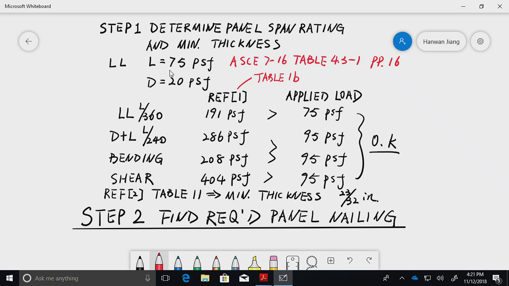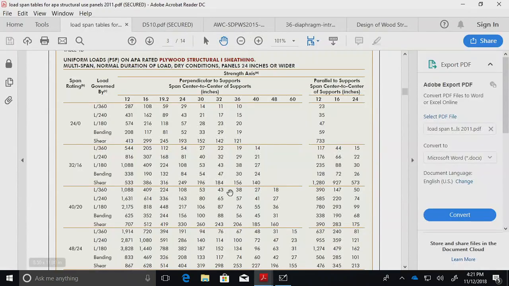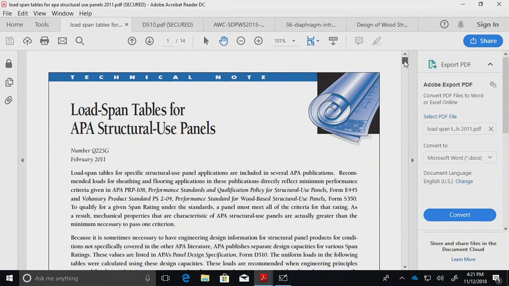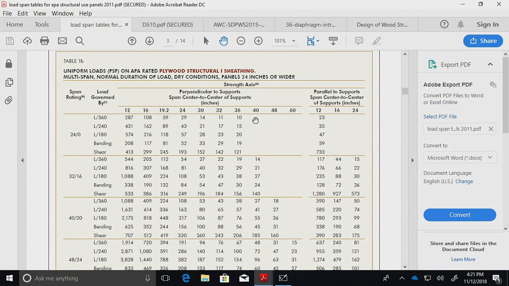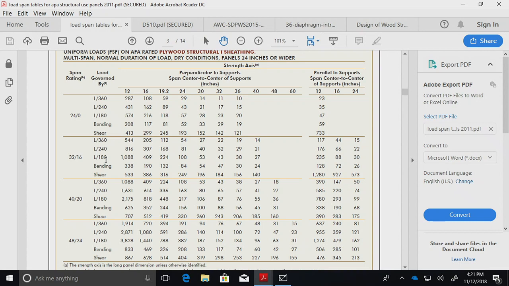Right, so the minimum live load is 75 psf, dead load 20 psf, based on the ASCE 7 table 4.3-1, page 16. And from reference 1 for structural panels, we can find the uniform load for live load based on the deflection of L over 360, and a total uniform load based on the total load for deflection of L over 240, and bending and shear. So this is the reference 1 for structural panels, right? Since we are using Structural 1 sheathing, table 1B would be used to find the span rating.